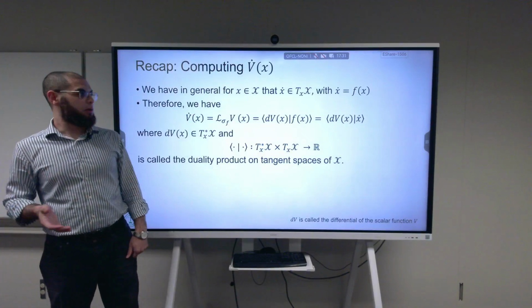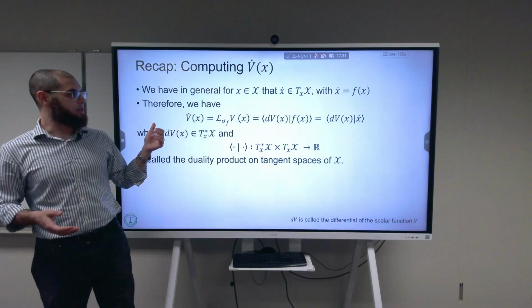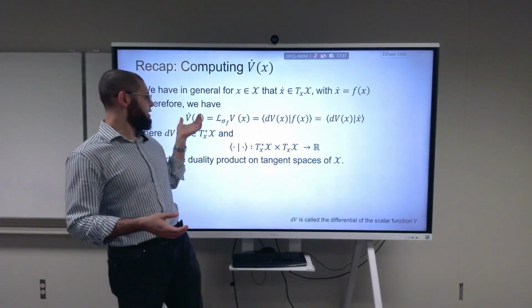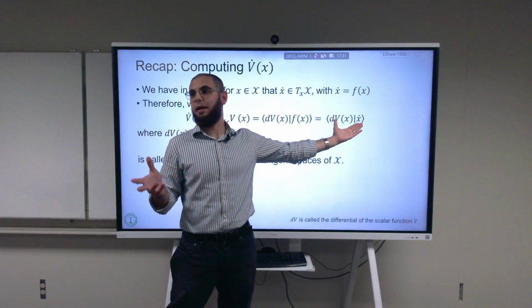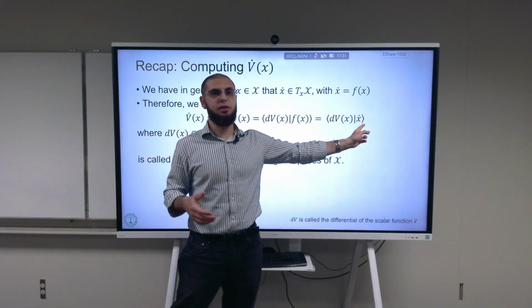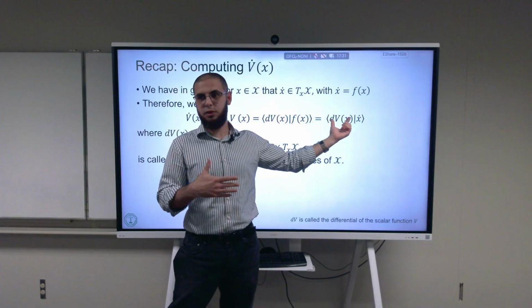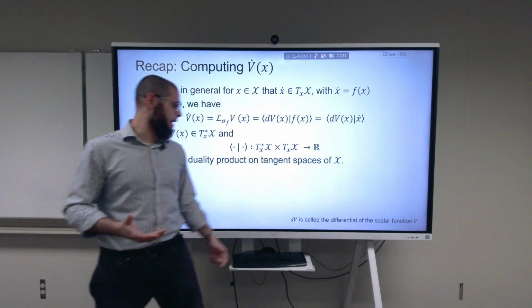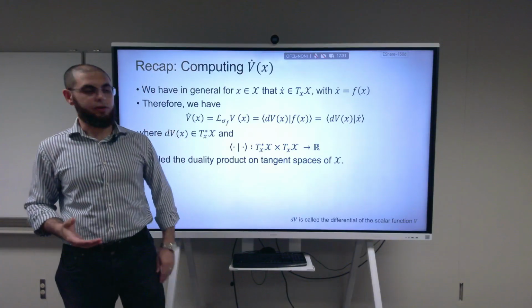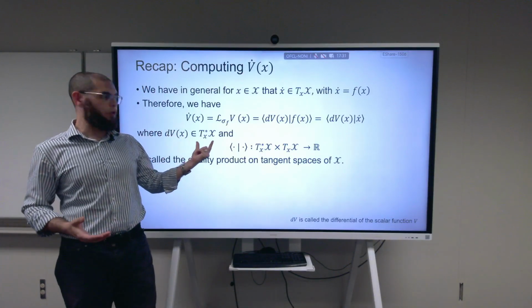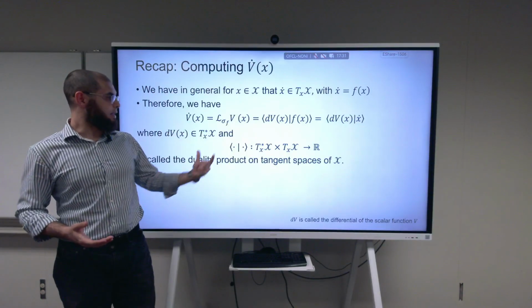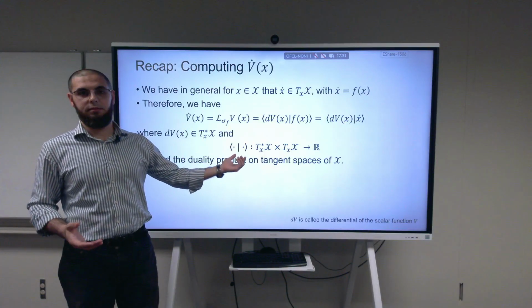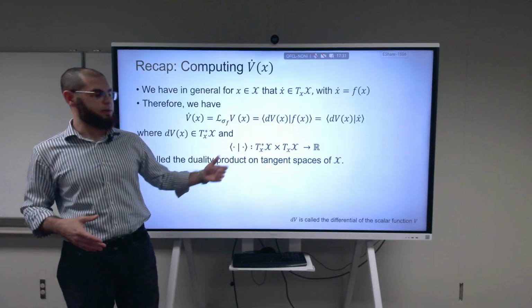How do we compute the V dot? So the V dot in general is given by this expression. You take the pairing of dV of x with x dot, and we call dV of x the differential of the function. So give me any function V, and I can compute what's known as the differential of that function. So dV of x is called the differential of the scalar function V, and dV of x is a covector in general, and this pairing is simply a pairing between a covector and a vector for a given vector space.